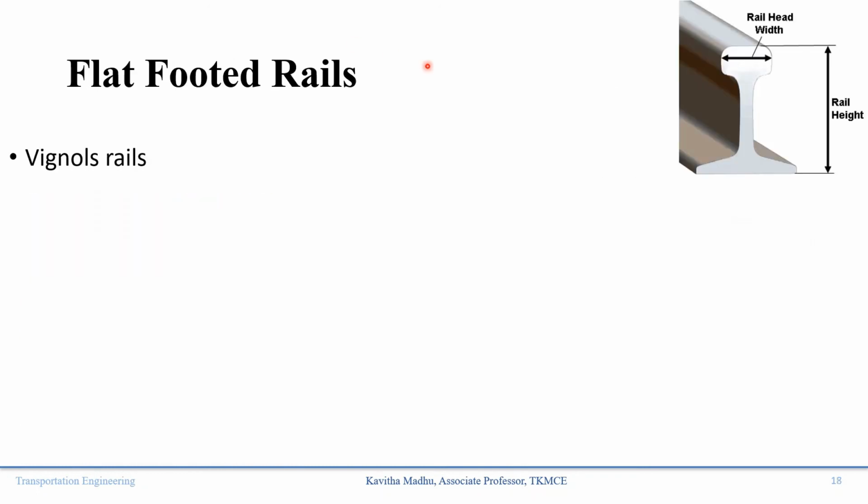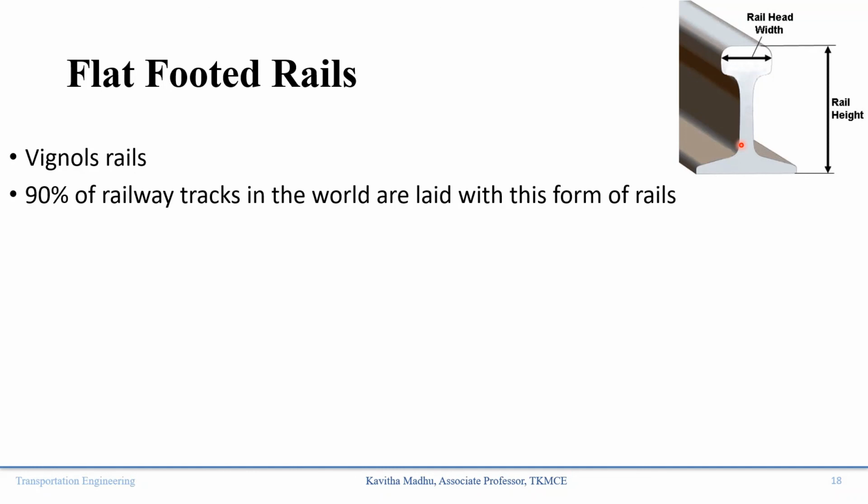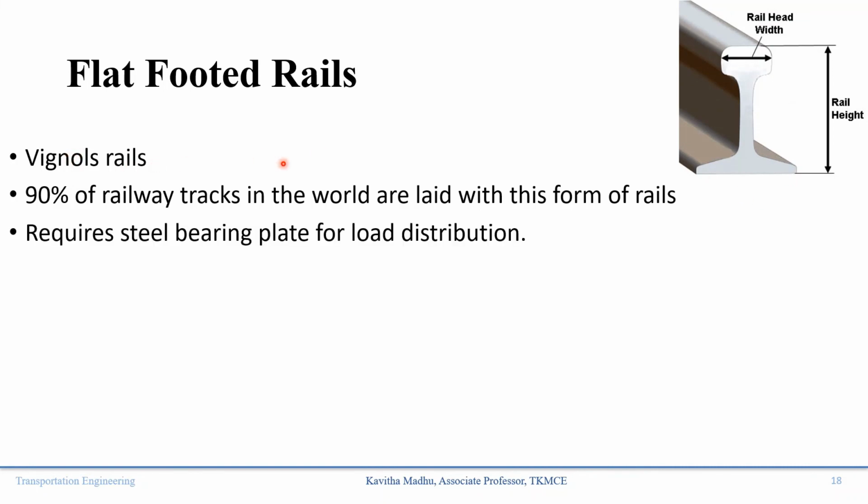The third type is the flat-footed rail. It got its name because the bottom portion is flat. This is now being widely used. 90% of the railway tracks in the world now use this form of rail. It is also called Vignole rail.